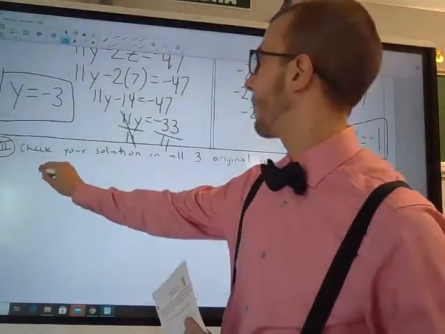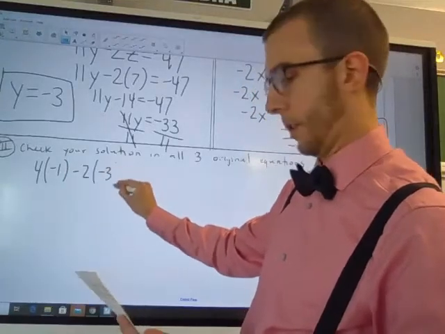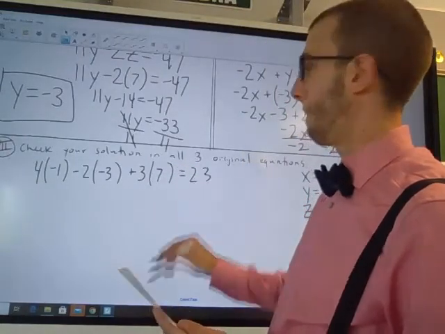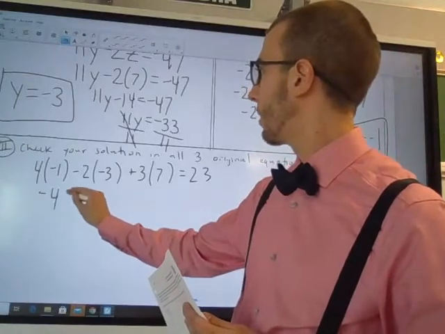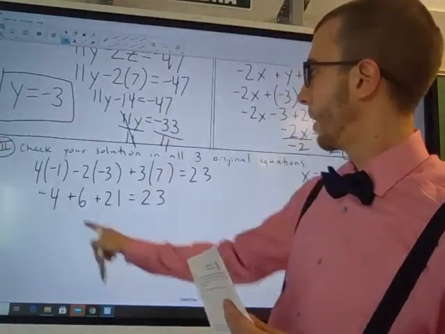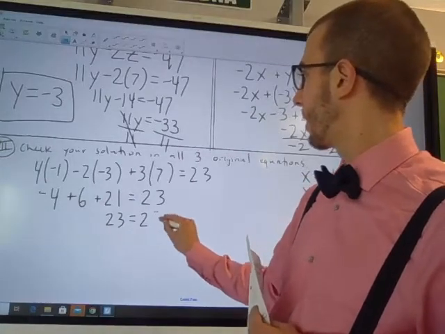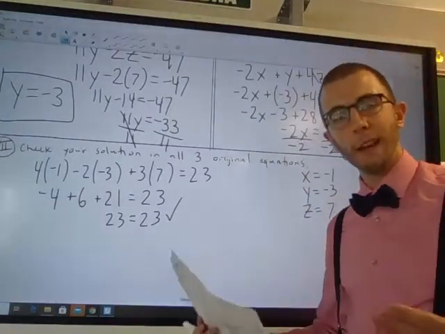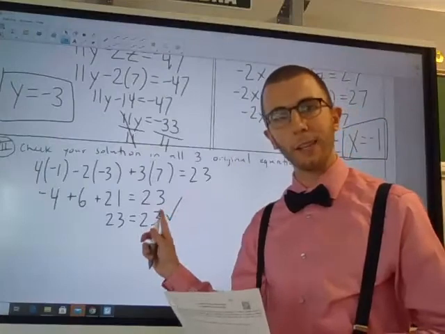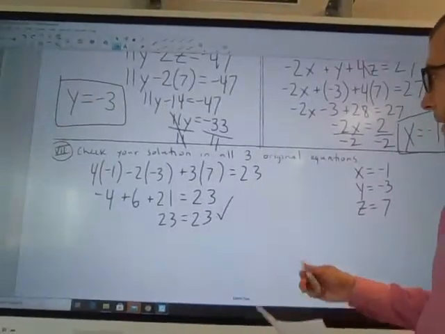Okay? So now my first equation is 4x minus 2y plus 3z equals 23. All right? So negative 4 plus 6 plus 21 equals 23. Negative 4 plus 6 is 2 plus 21. That is 23. So boom. That first equation works. Okay, each of those values, x, y, and z, satisfies this first equation. It makes this equation true.